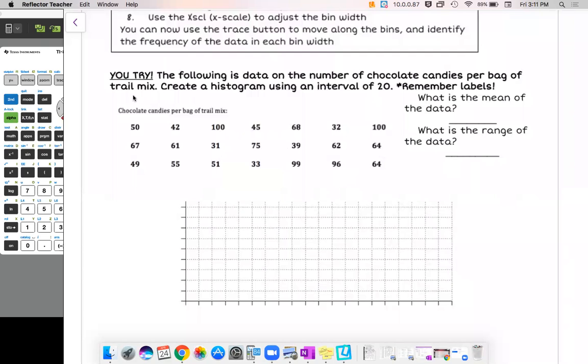So it says, the following is data on the number of chocolate candies per bag of trail mix. Create a histogram using an interval of 20. So your bin width should be 20. Remember labels. What is the mean of the data? What is the range of the data? So take this data, and you can do this in your calculator if you want, instead of doing it by hand, and then make sure you label. So I'm going to pause the video for now, and then when I come back, it is going to be completely done so you can just check your answers.